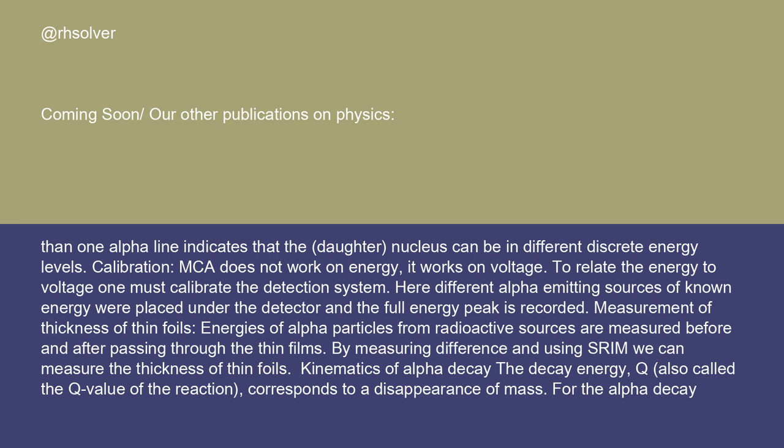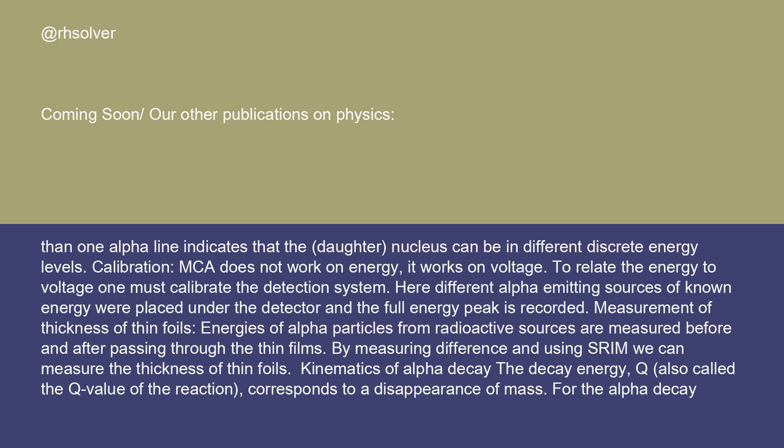Calibration. The MCA does not work on energy, it works on voltage. To relate the energy to voltage, one must calibrate the detection system. Here, different alpha-emitting sources of known energy were placed under the detector, and the full energy peak is recorded. Measurement of thickness of thin foils: energies of alpha particles from radioactive sources are measured before and after passing through the thin films. By measuring the difference and using SRIM, we can measure the thickness of thin foils.